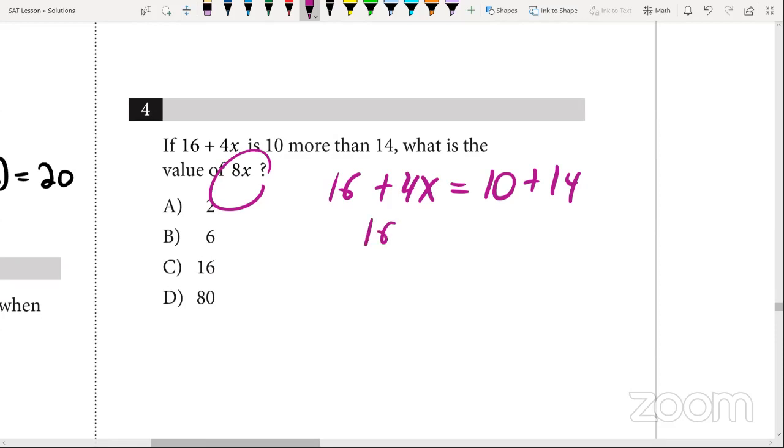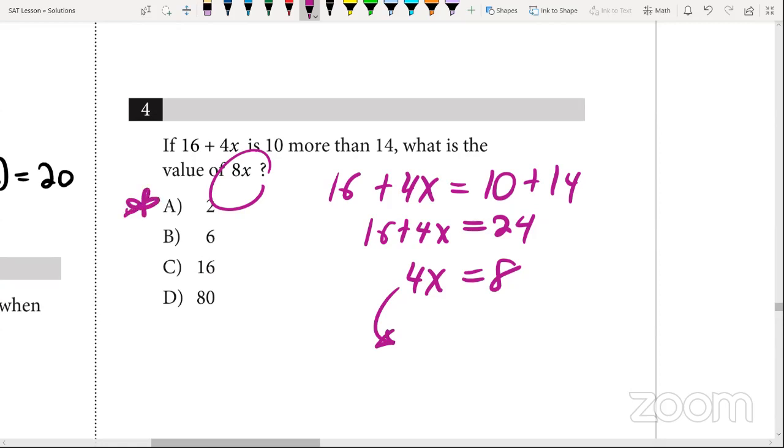So let's go ahead and combine like terms on the right. So we get 24 here, take away 16 from both sides, and you get 4x equals 8. On a lot of these questions, 8 will be an answer or 2 will be an answer because x is 2. So it would be really easy to lose your train of thought for a moment and then just pick 2, right? But we don't want x, we want 8x.